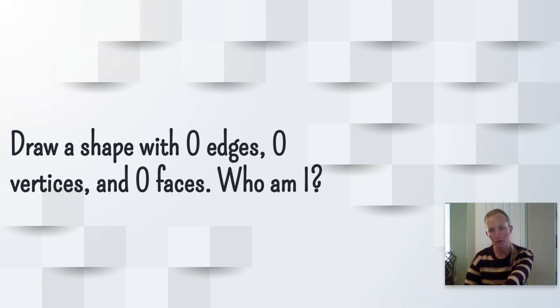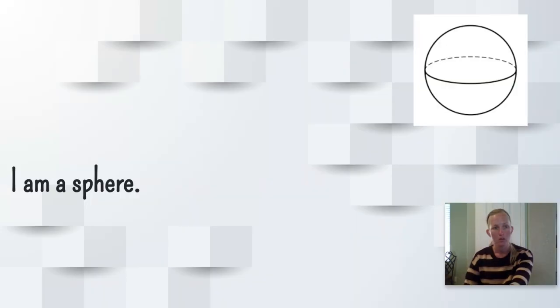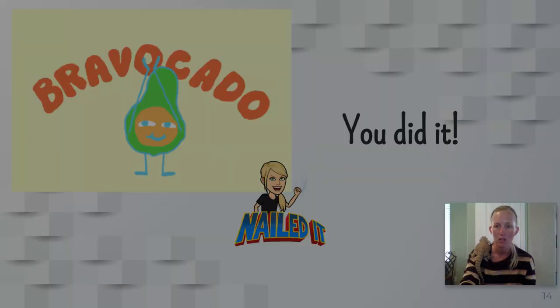Remember, pause the video if you need extra time. I know it takes a little bit of time to draw these out. All right, I am a sphere. So you can see a sphere. This is how they draw a sphere. And we draw this dotted line, which represents the back portion of that ball, the sphere. Okay. And it's got no edges, no vertices, and no faces.